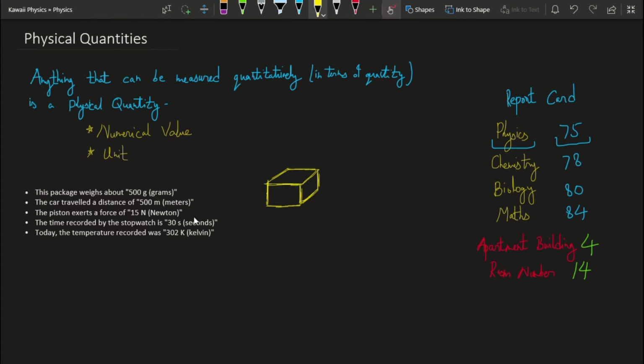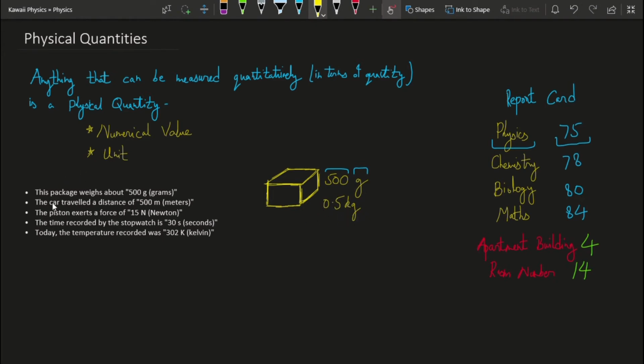Okay, it's saying that the package weighs about 500 grams, and you can now see that 500 is the numerical value and the g, gram, is the unit. You can also say that it's 0.5 kilogram, because the SI unit for the mass is kilogram.